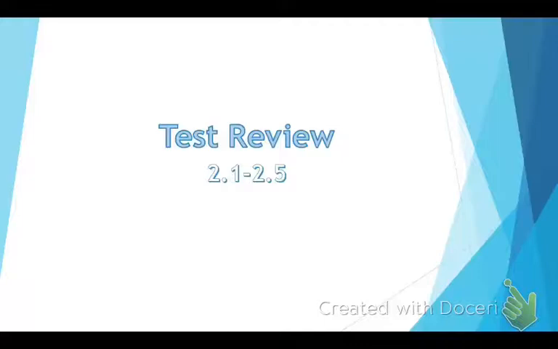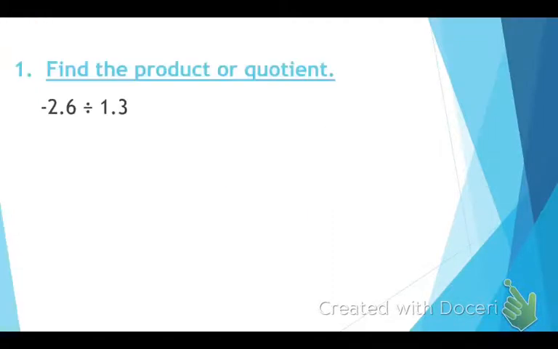All right, so just remember, tomorrow is our test over 2.1 through 2.5. Here is question number 1. So the first one is asking us to find what the quotient would be. You're going to take the first number, 2.6, and divide it by 1.3. A lot of people on their quiz accidentally switched the order there.